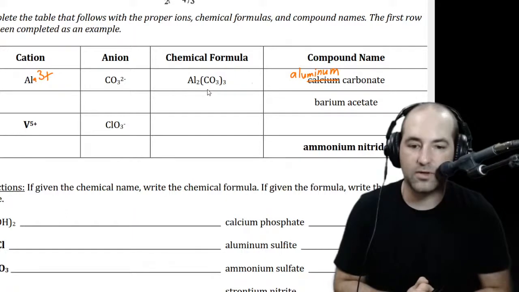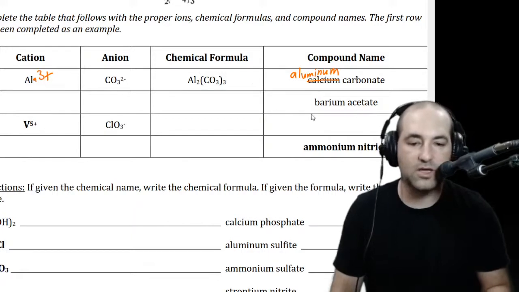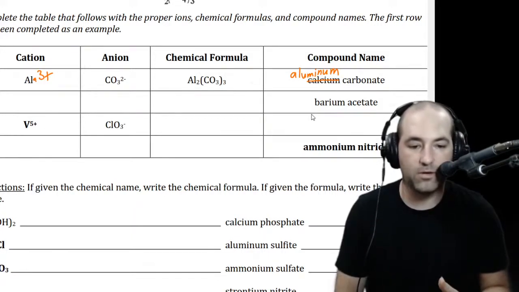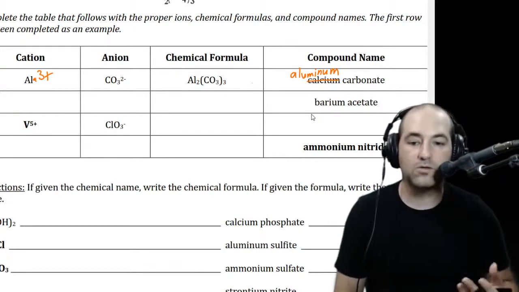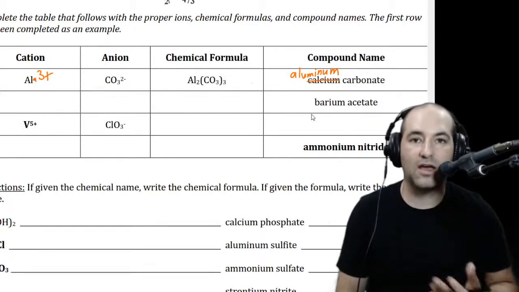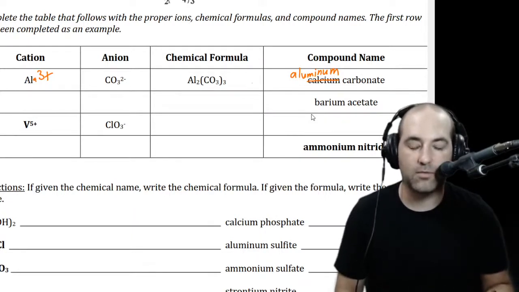All right, let's look at the next one. Barium acetate is the name here. So let's say you encounter this name and you want to know what the formula is. You need to figure out the formula. Just as before, we want to first write down the cation and the anion with their charges, and then from that we can figure out the chemical formula.